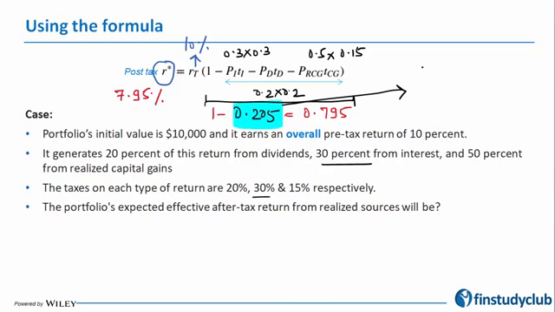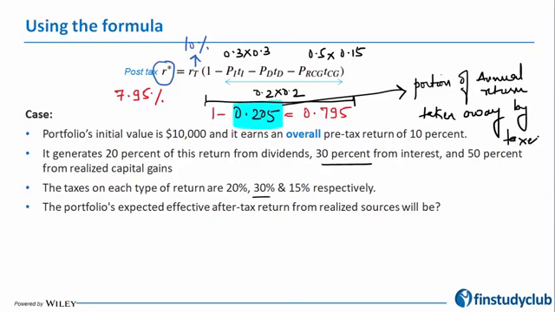0.205 is the proportion of the annual return which is taken away by the taxes, and therefore the remainder is 0.795. Now what is the base of this 0.205 and 0.795? The base for both is the annual return. It is the annual return, it is not the portfolio.